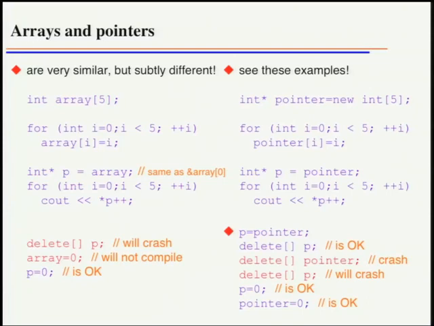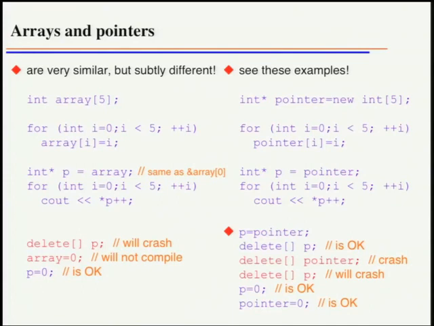Here. No, so the array is something very similar to a pointer. Assigning an array variable to a pointer will take the address of the first element. So you don't need an ampersand here. In many cases, you can just think of an array variable as a pointer pointing to the first element of the array. But the point of this example is to show the differences.